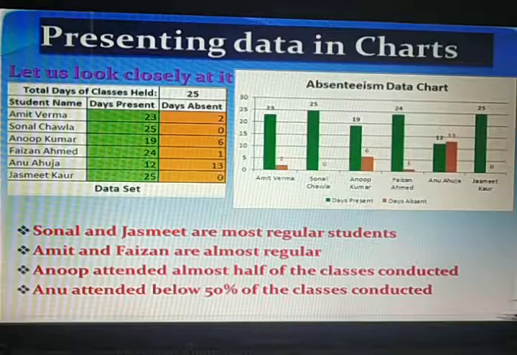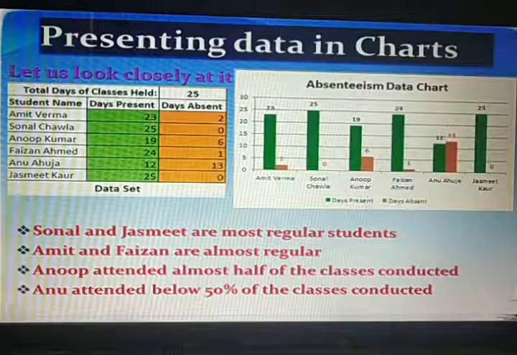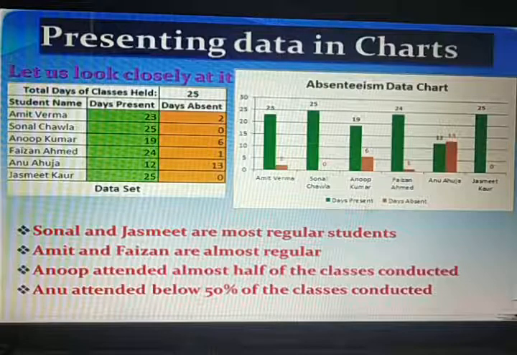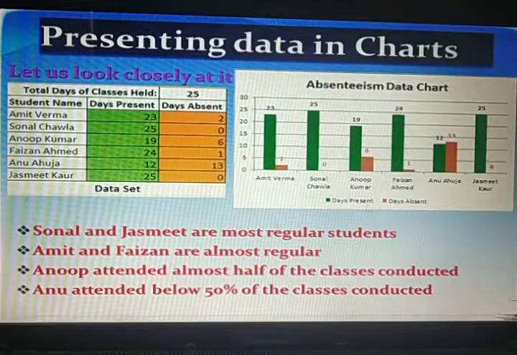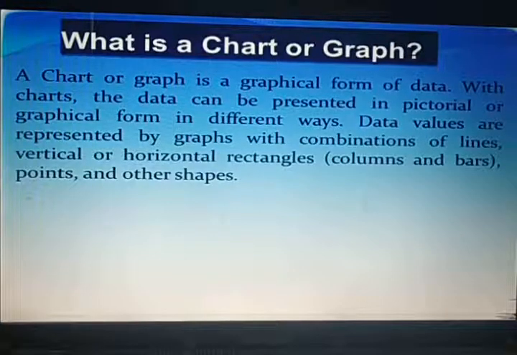This is a very small data set, but in real life, there are huge data sets like a list of 200 students. Then a graphical view helps us a lot in understanding the data. Let's see what a chart or graph is. A chart or graph is a graphical form of data. With a chart, the data can be presented in pictorial or graphical form in different ways. Data values are represented by a graph with a combination of lines, vertical or horizontal rectangles, that is columns and bars, points and other shapes.